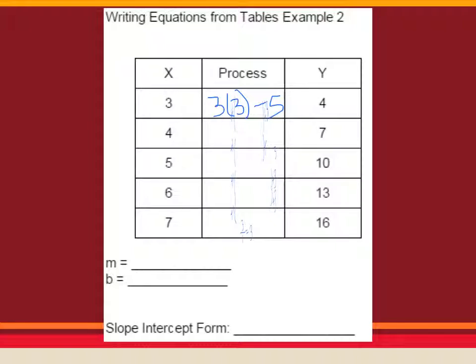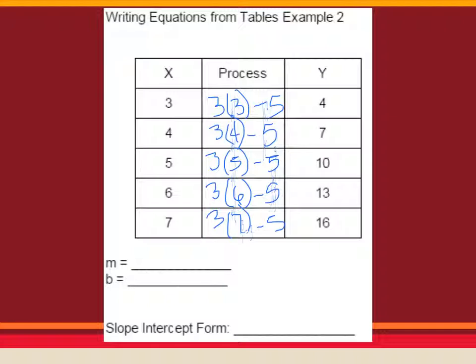We're going to try the next one. 3 times 4 is 12. To get to 7, we'd have to subtract 5. And then 3 times 5 is 15. To get to 10, we'd have to subtract 5. 3 times 6 is 18. 18 minus 5 is 13. And 3 times 7 is 21. 21 minus 5 is 16.